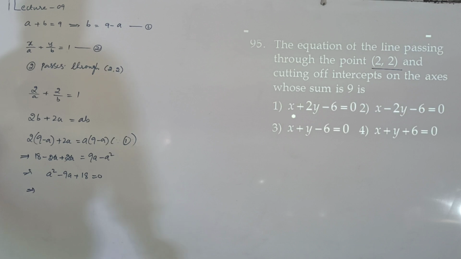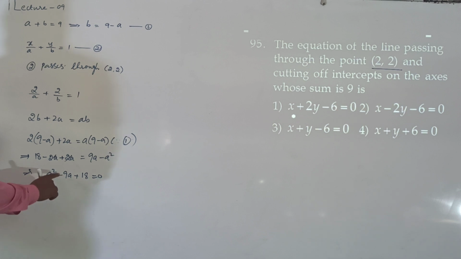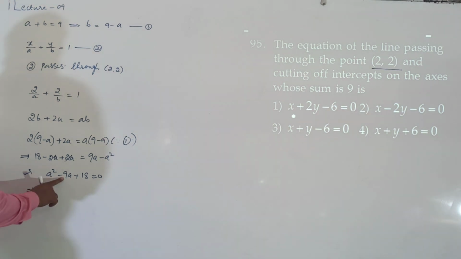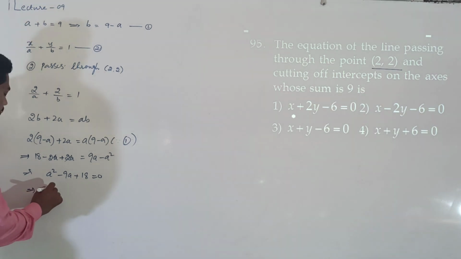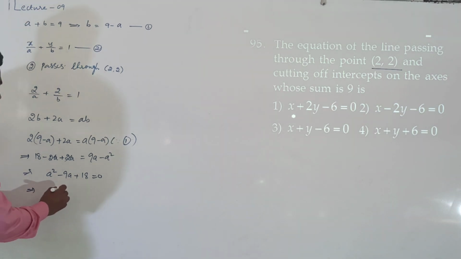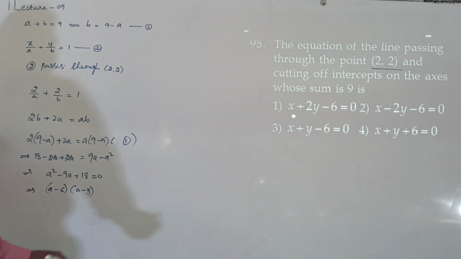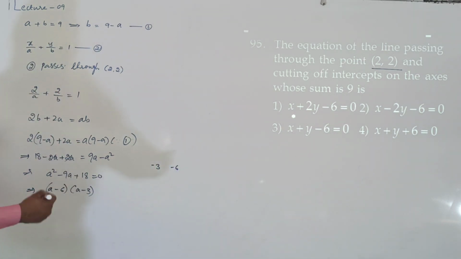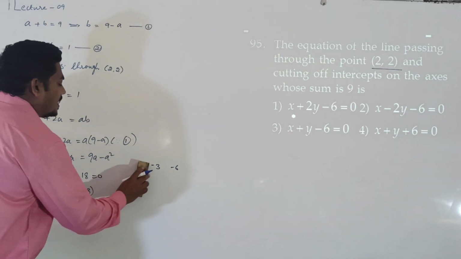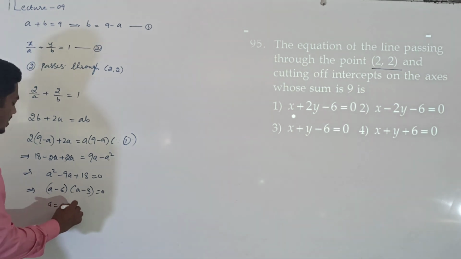Solve this quadratic equation. The product of the two numbers should be 18 and their sum should be equal to minus 9. Those numbers are 6 and 3, which means (a minus 6)(a minus 3). Minus 3 minus 6. If you multiply these two, clearly you get plus 18. If you add these two, minus 9. That's equal to 0, which means a equals 6 or a equals 3.